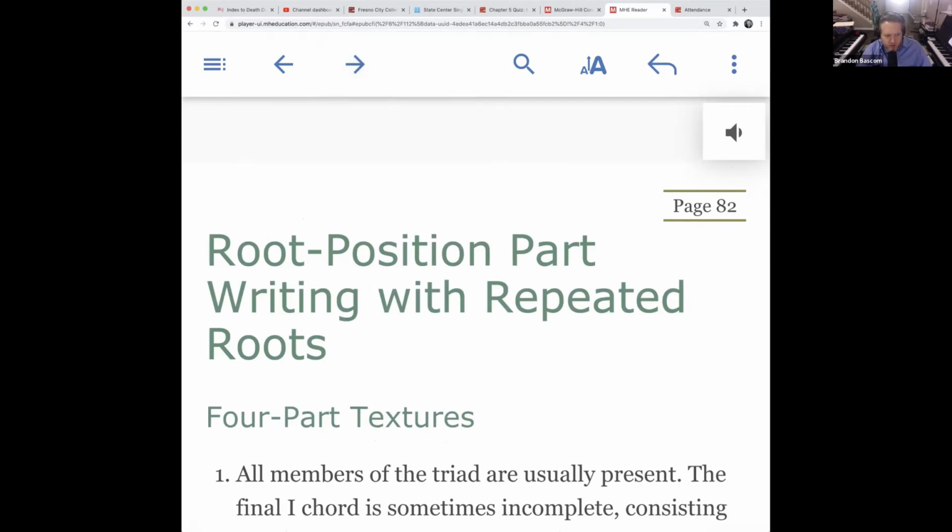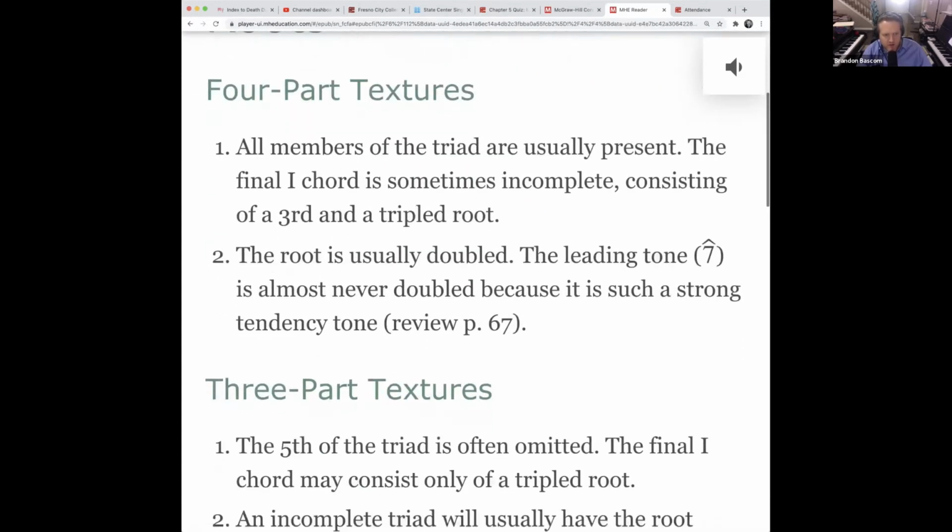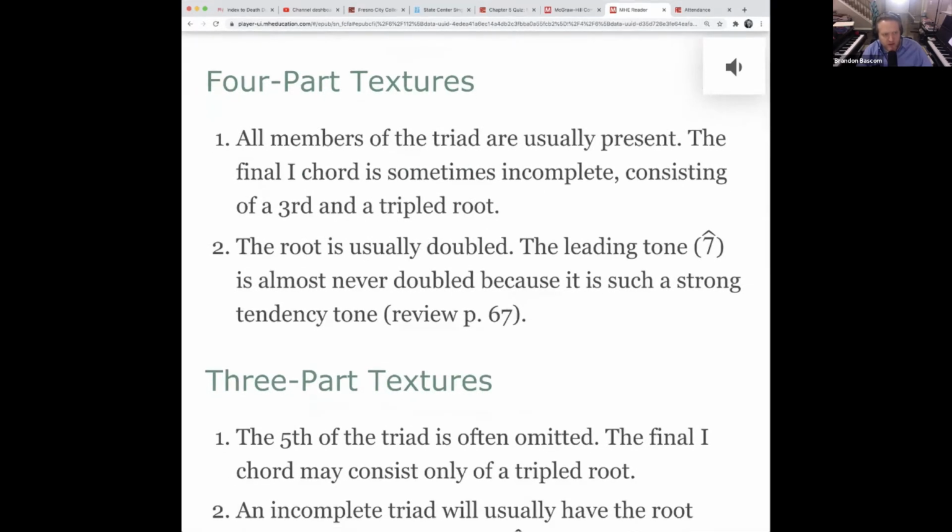Root position part writing with repeated roots. 4-part textures. All members of the triad are usually present. The final tonic chord is sometimes incomplete, consisting of a third and a tripled root. The root is usually doubled. The leading tone is almost never doubled because it is such a strong tendency tone.